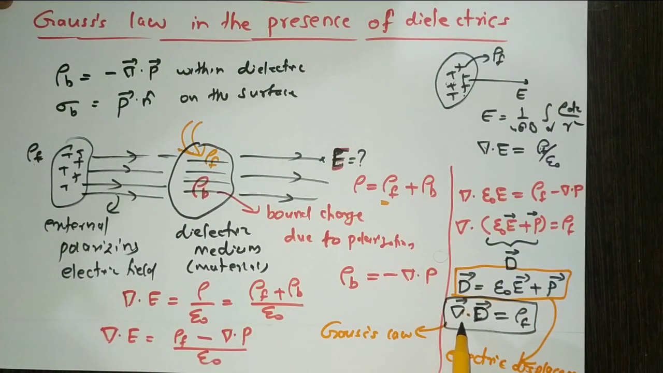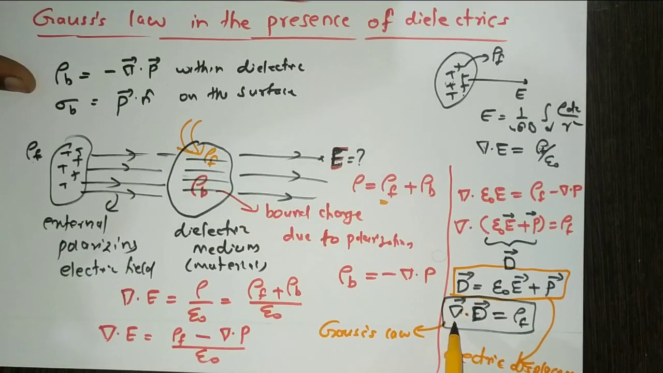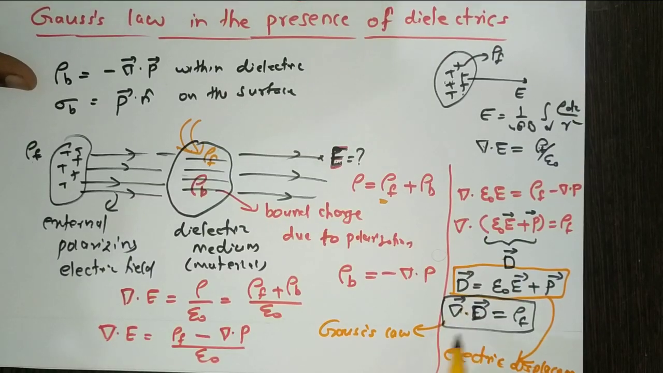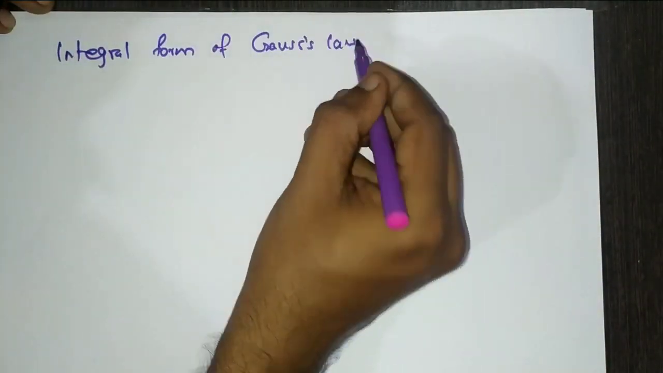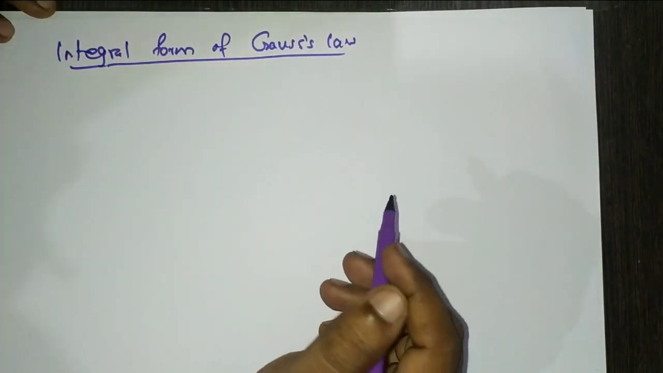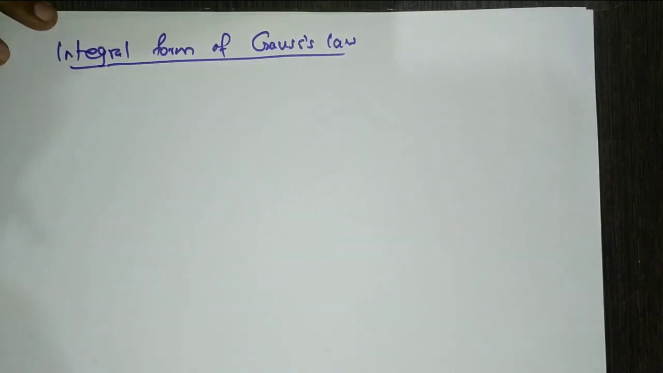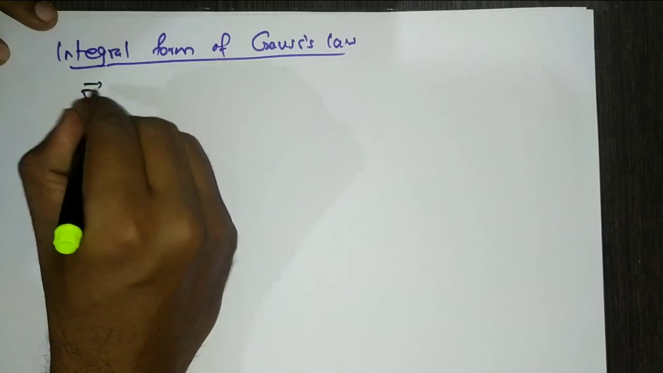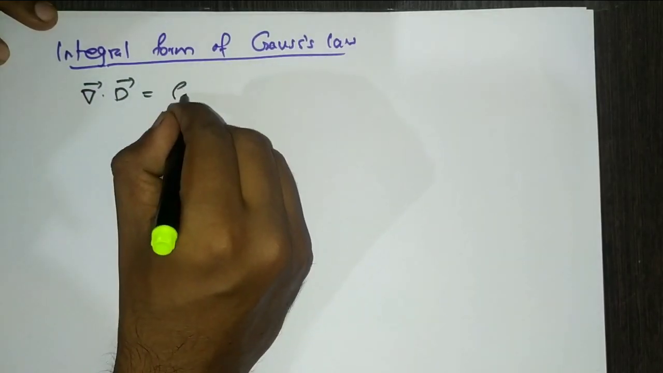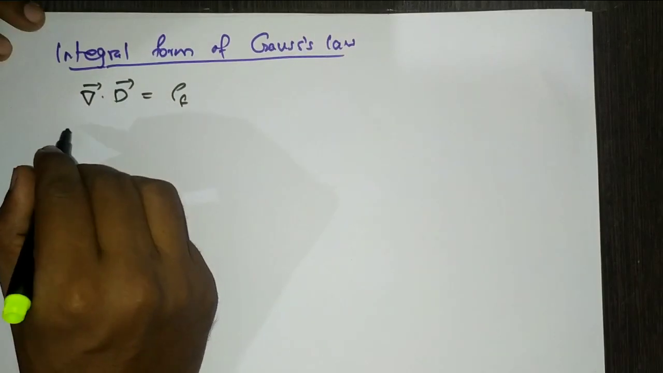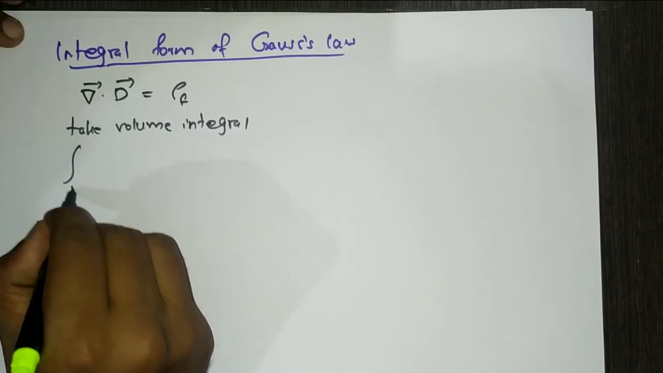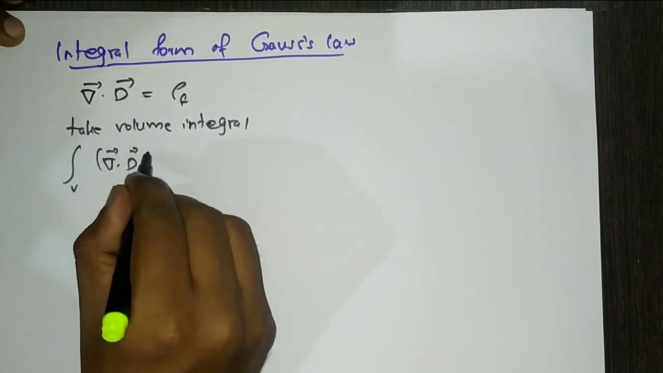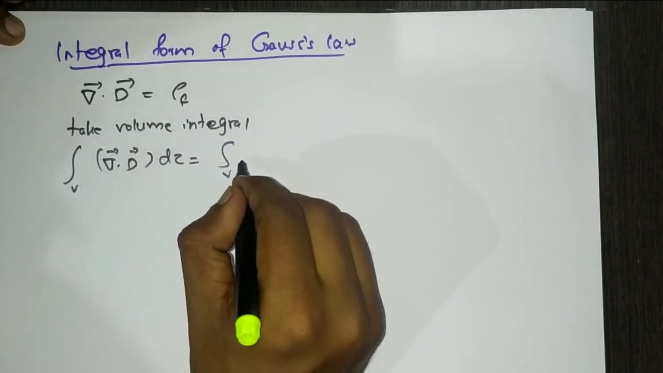If this is the differential form of Gauss's law for dielectrics, then let us see what the integral form of this Gauss's law is. We have the differential form, that is del dot D is equal to rho f. Now take the volume integral, that is the integral over V of del dot D, equal to the volume integral of the right hand side also.